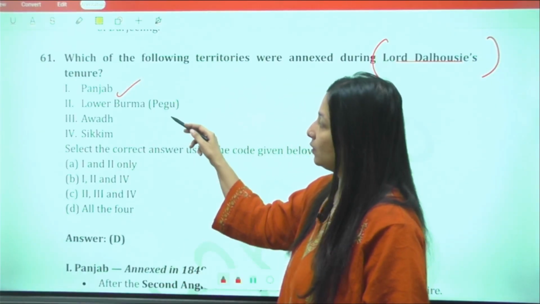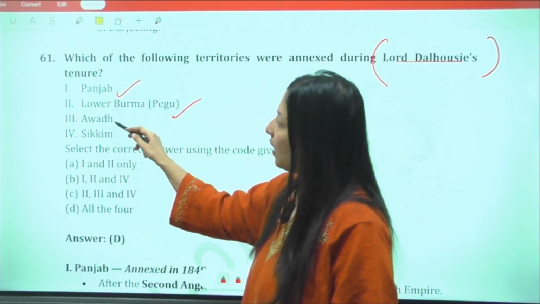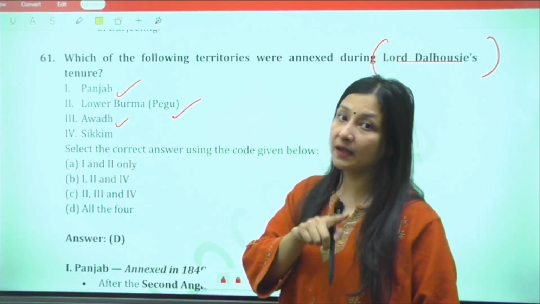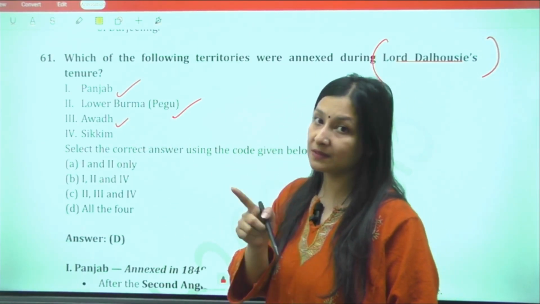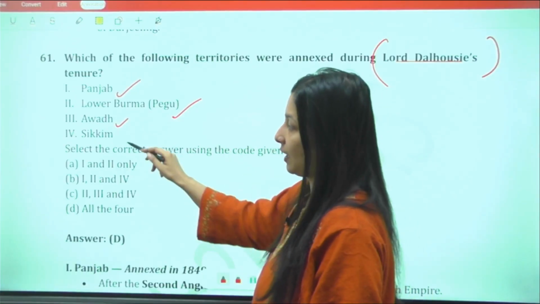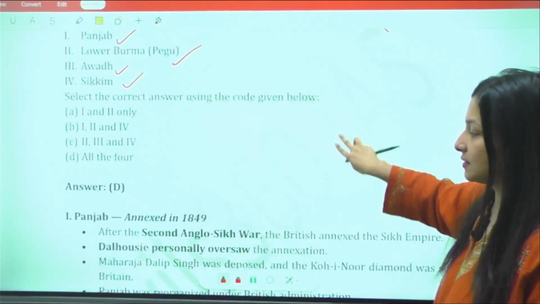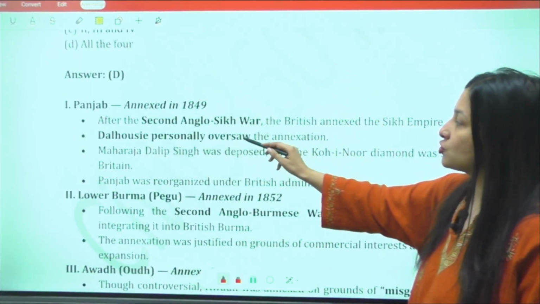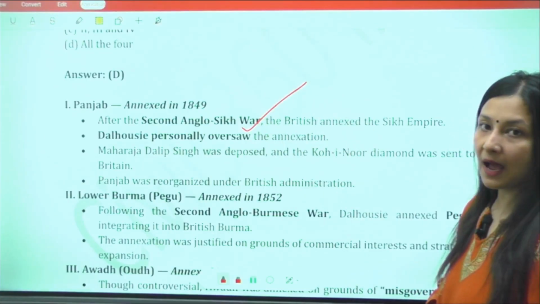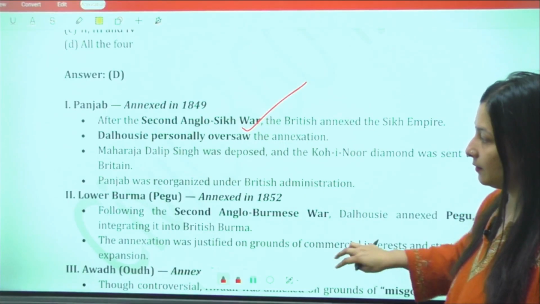Yes. Pegu. Yes. Awadh. Yes. But Awadh was annexed on the pretext of misgovernment, not the Doctrine of Lapse. Sikkim. Yes. Treaty of Bassein we had already seen. See over here, Punjab after the Second Anglo-Sikh War, right?